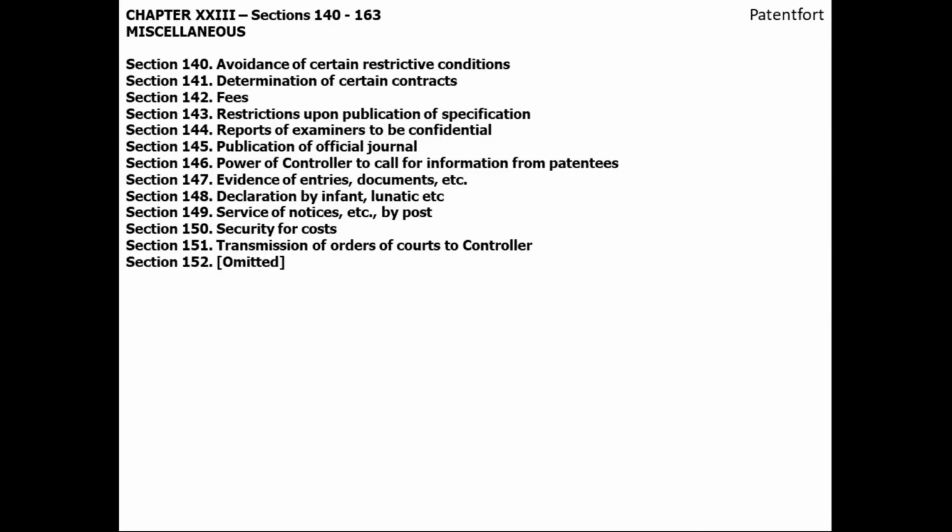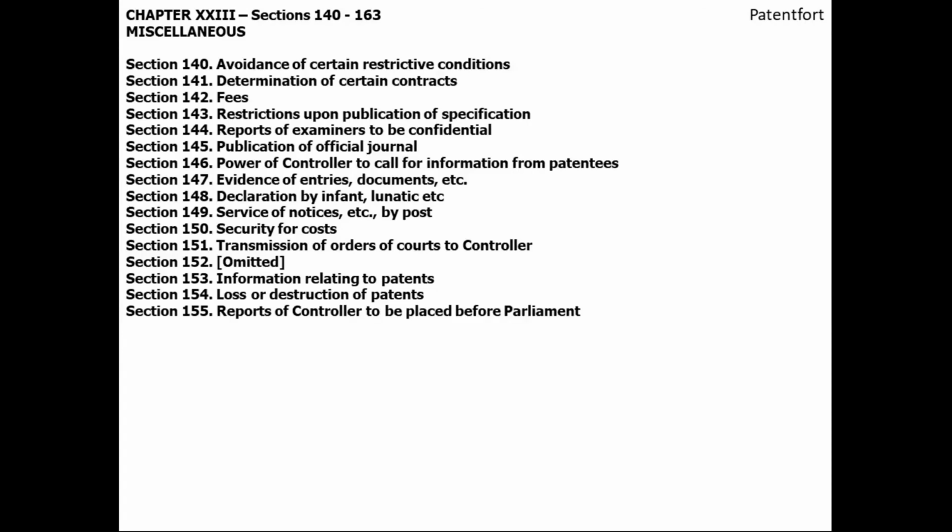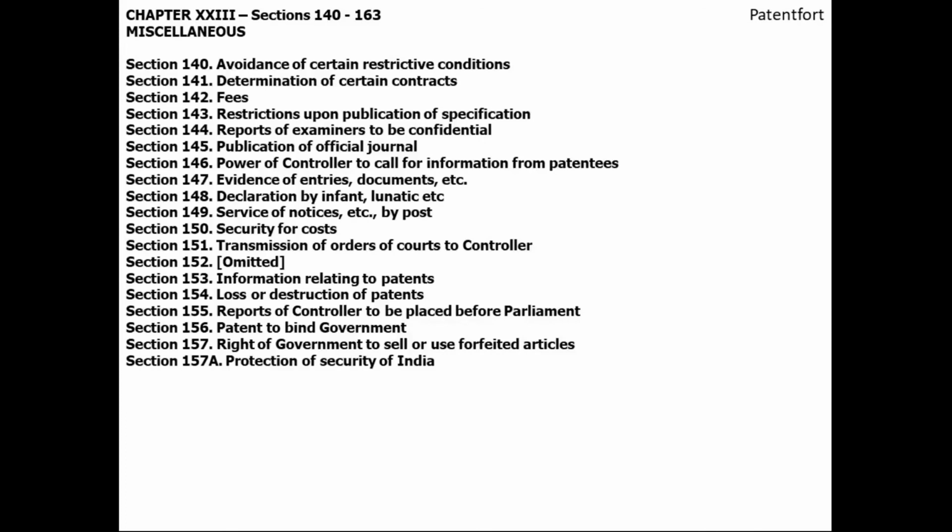Section 152 omitted. Section 153. Information relating to patents. Section 154. Loss or destruction of patents. Section 155. Report of controller to be placed before Parliament. Section 156. Patent to bind government. Section 157. Right of government to sell or use forfeited articles. Section 157A. Protection of security of India.